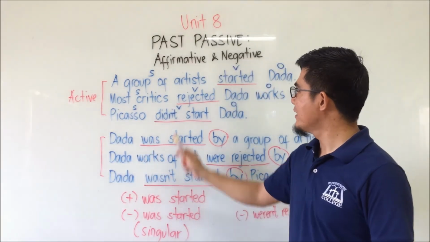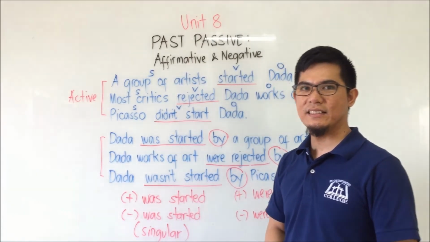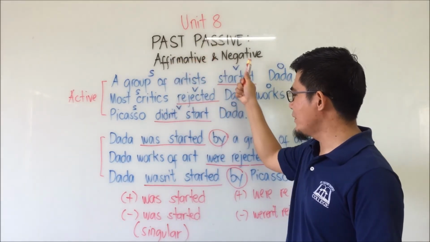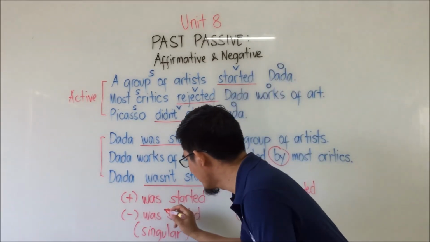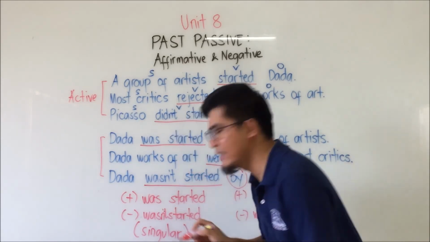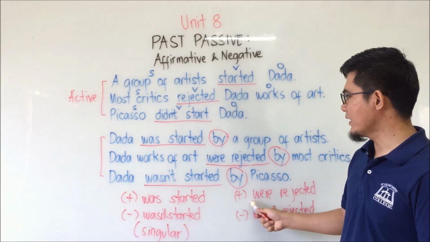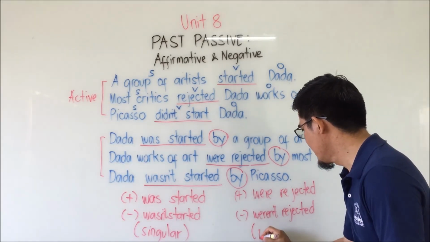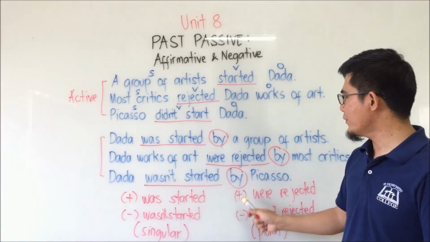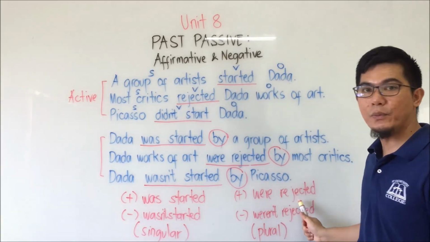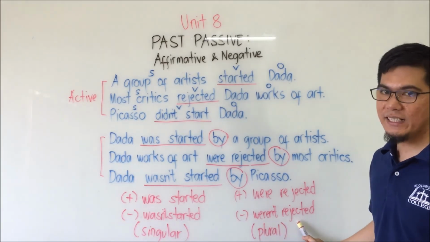Was started, past passive affirmative. Wasn't started, past passive negative. What about for plural? For affirmative, we use were rejected. And for negative, we use weren't rejected.